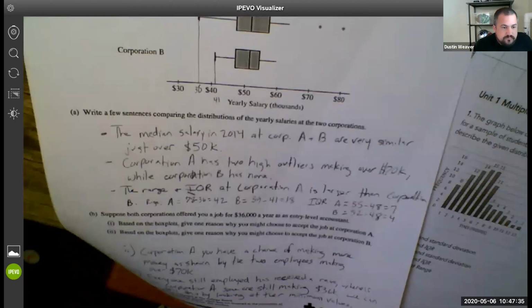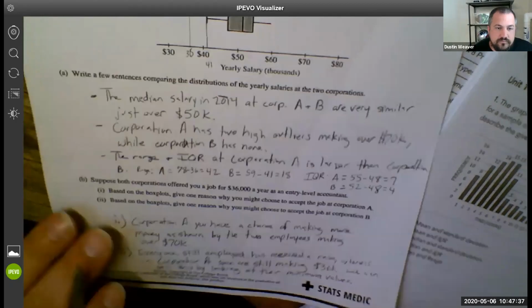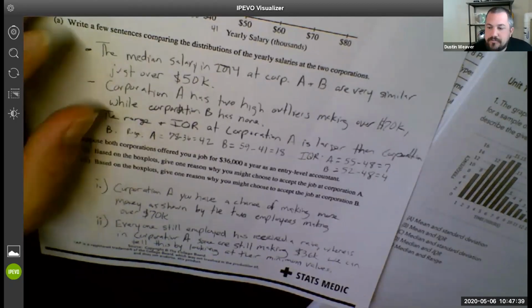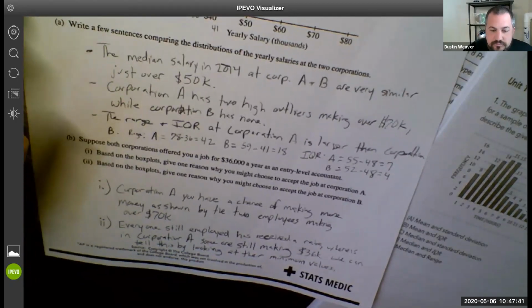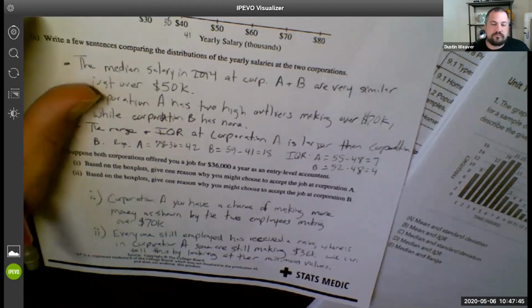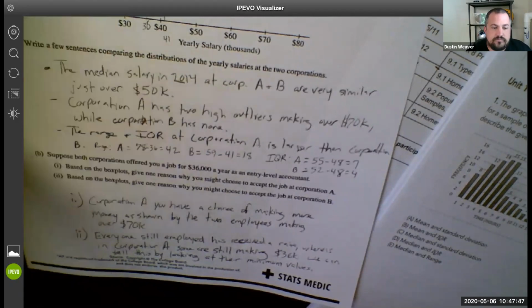Okay, so let's go ahead and take a look at an AP exam question that would be very typical of what you might see as far as describing or comparing two distributions. This is question number 1 from the 2015 AP exam. It is my expectation at this point that you have already tried the problem on your own. So let's take a look at the question.